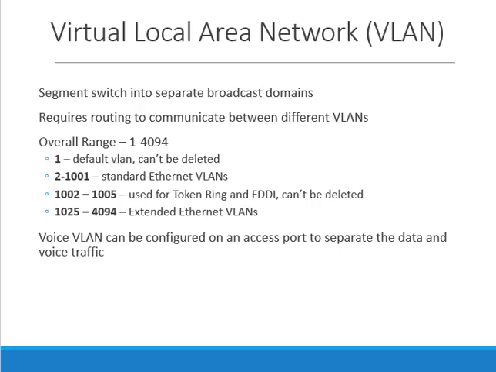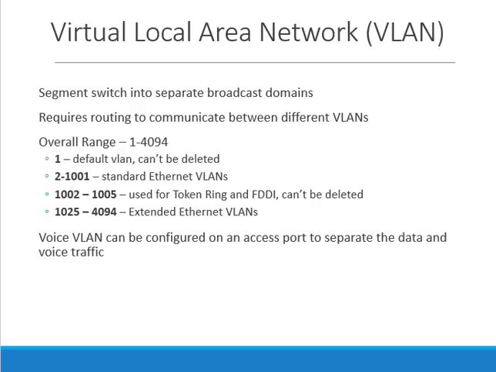VLANs 2 to 1001 are standard Ethernet VLANs. We can modify, add, and delete those, which is what we'll do. And then 1002 to 1005 are reserved for use for Token Ring and FDDI, and they can't be deleted. So by default, VLAN 1 and VLANs 1002 to 1005 will always be on our switch, and we can't get rid of those. We can choose not to use them, and in fact, as we go through some of the security material, we say not to use VLAN 1 for anything, because everybody knows that's the default. So we don't want to do that.